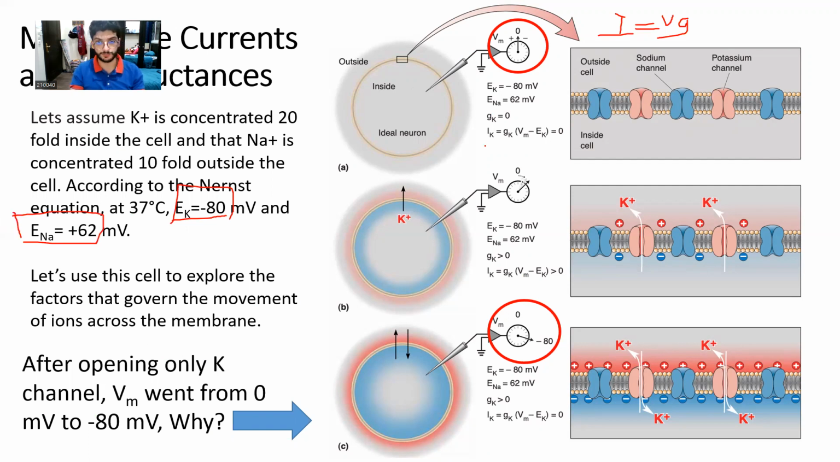And we gave a hypothetical scenario in some cell, in some ideal neuron, as Dr. Shawaf mentioned. At rest, say that there's no channels that are open right now. Nothing is open. There's a lot of potassium inside, and there's a lot of sodium outside.